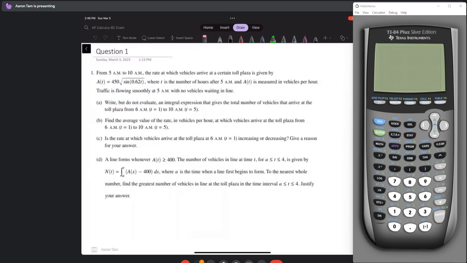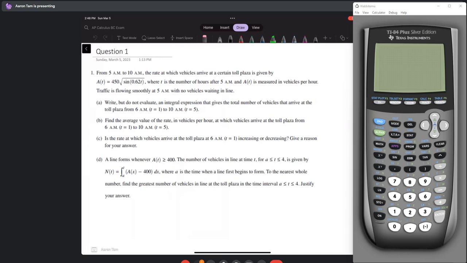So here's question number 1. In question number 1, you are being asked to do the following. From 5 a.m. to 10 a.m., the rate at which vehicles arrive at a certain toll plaza is given by A of t, where t is the number of hours after 5 a.m. and A of t is measured in vehicles per hour.